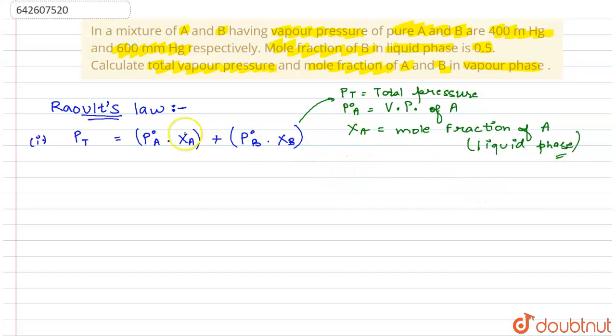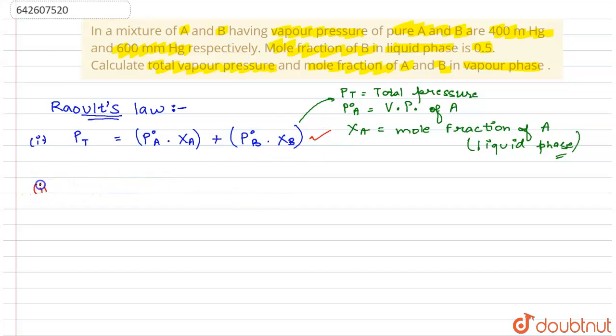Also, mole fraction of any compound refers to the fraction of moles of the total moles present in the mixture. So suppose I say XA or mole fraction of A, that means the fraction of moles of A in a mixture of A and B. Similarly, P naught B here means vapor pressure of B and XB means mole fraction of B. This is the first formula.